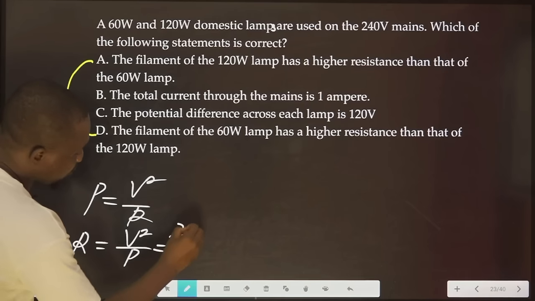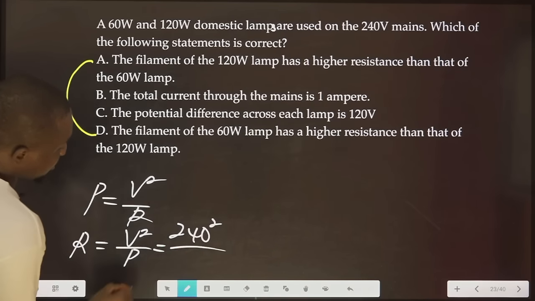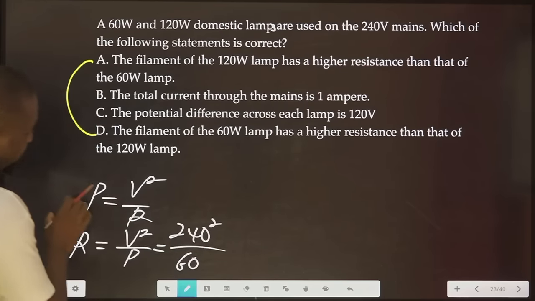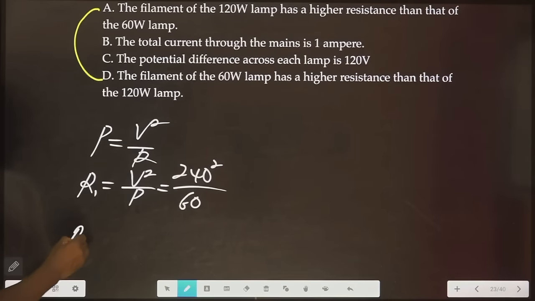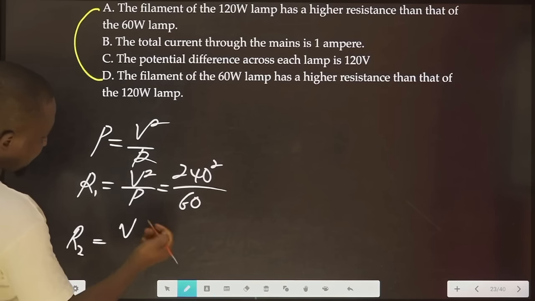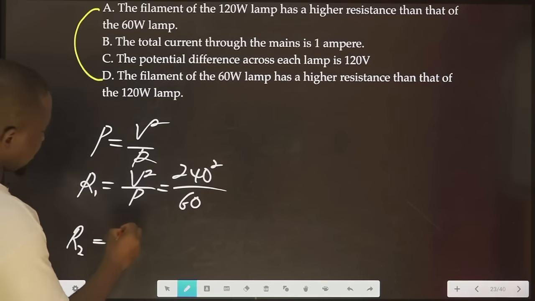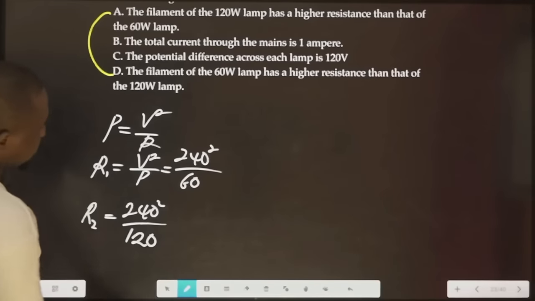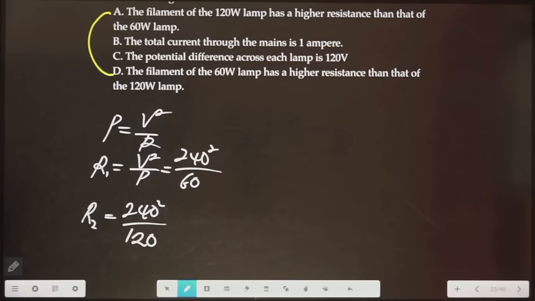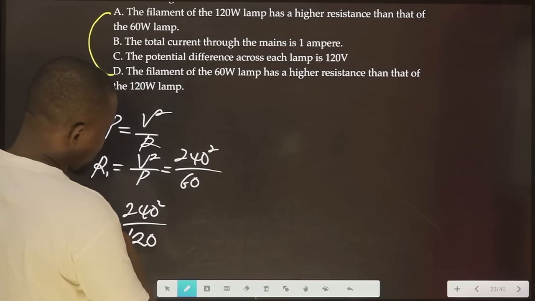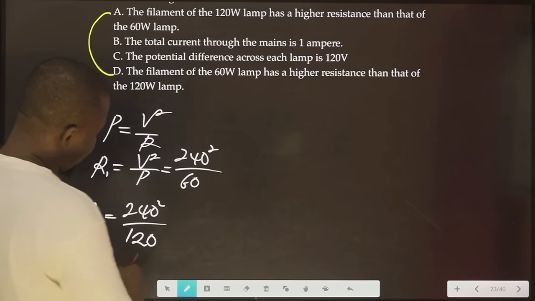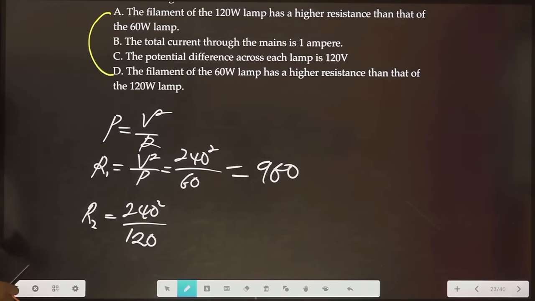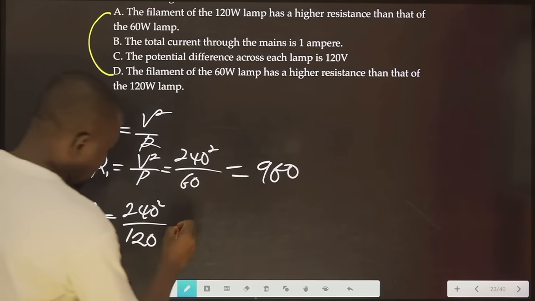I will know that this is 240, it's constant. The only thing that is changing is this and this. We're going to put 60 here now. So that is for the first one. We're going to do the second one too. For the second one, we need to write the formula. It's still 240 squared over 120. Okay? So now, we can use a calculator to solve this very fast without wasting our time. For this, it's 960. For this second one, it's 480.